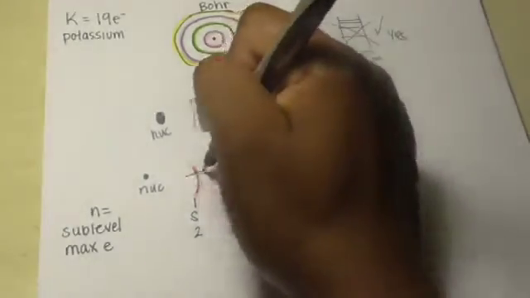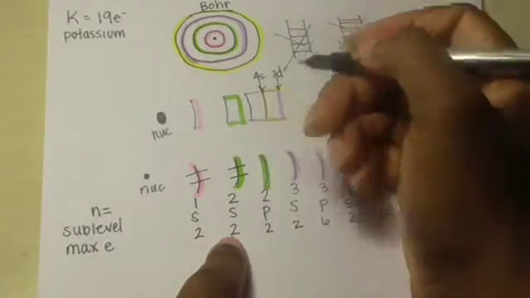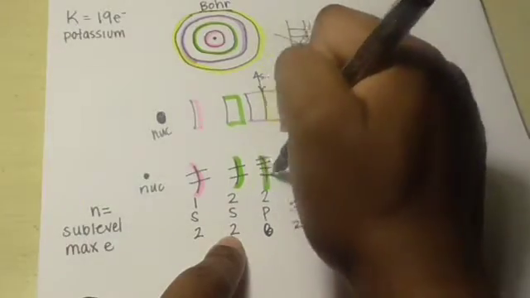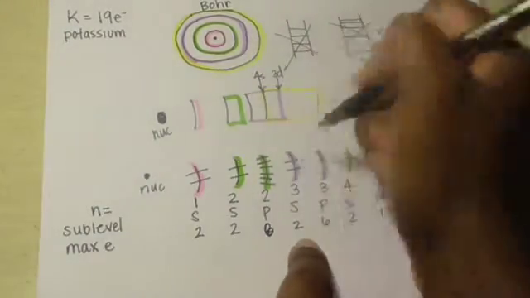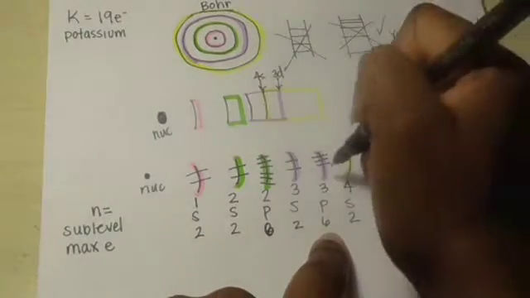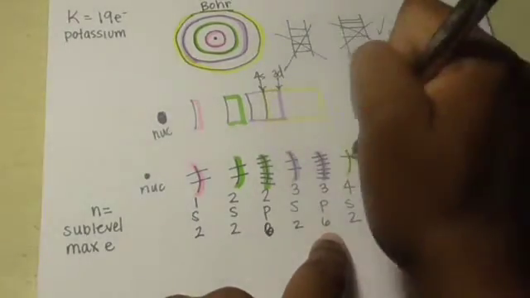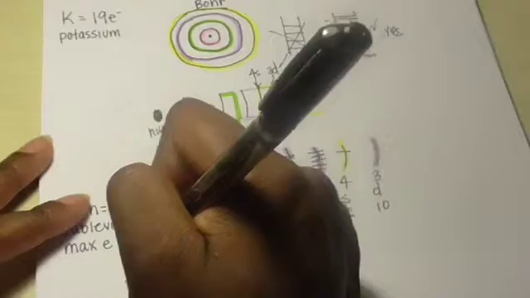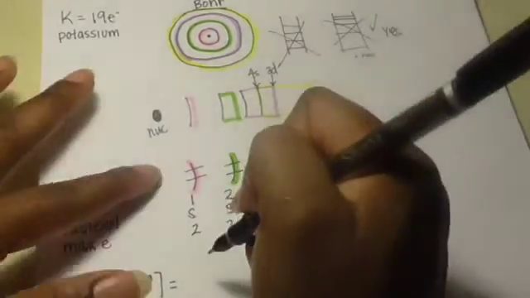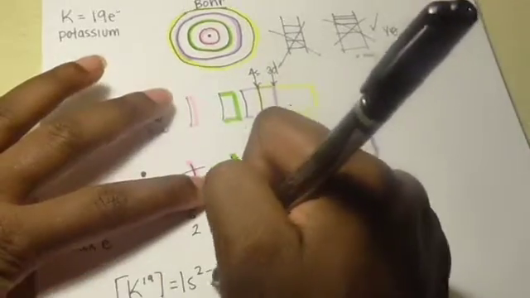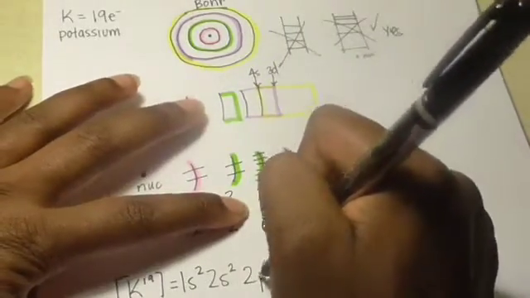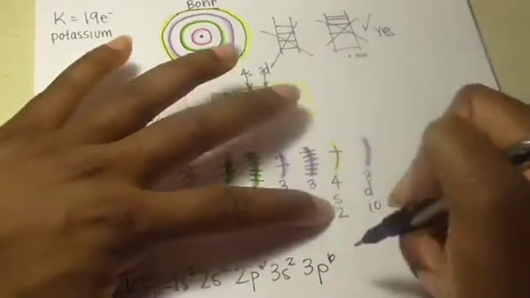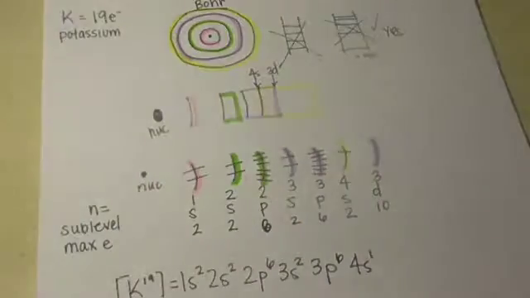So our 19: 1, 2, we're full. 3, 4, full. Oh, this is actually a 6 here. Sorry for that error. 5, 6, 7, 8, 9, 10, 11, 12, 13, 14, 15, 16, 17, 18, 19. So our electron configuration for potassium, don't forget the brackets and the equal sign, is going to be 1s2, 2s2, 2p6, 3s2, 3p6, 4s1. Okay?